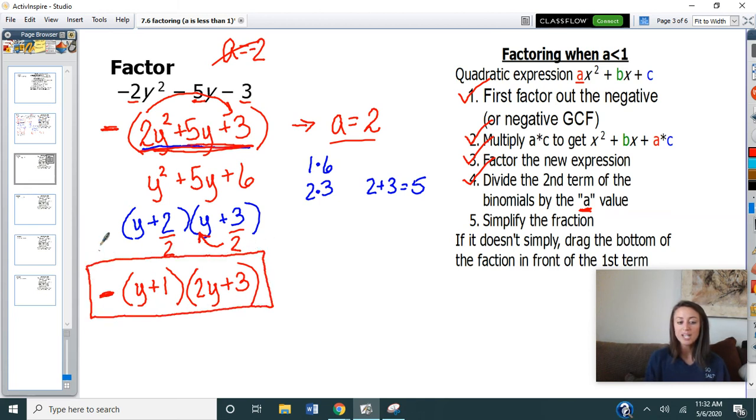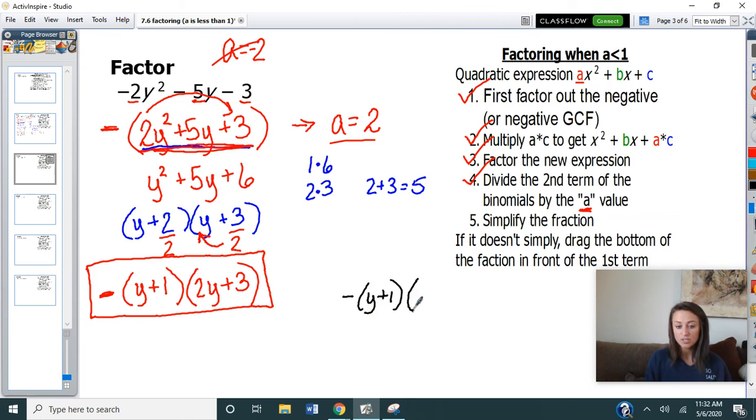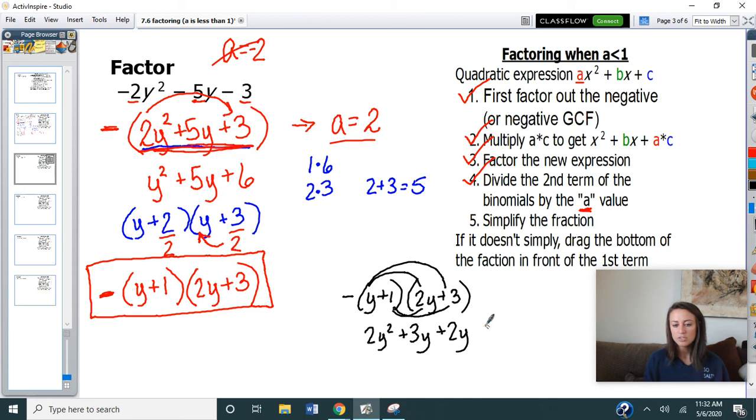Now remember, to check it, you distribute out. I'm going to do that real quick. You do not distribute the negative in first. Well, I'm not going to do it, at least, because I want to show you. Y times 2y is 2y squared. Y times 3 is 3y. 1 times 2y is 2y. And 1 times 3 is 3. And then you can combine the middle terms to give me 2y squared. 3y plus 2y is 5y plus 3.